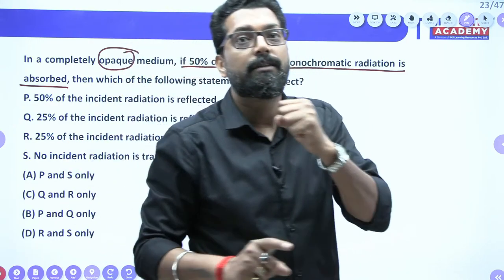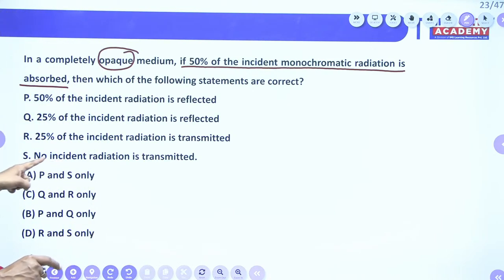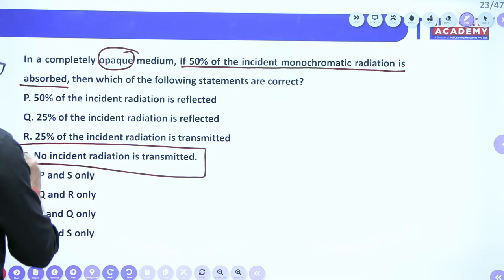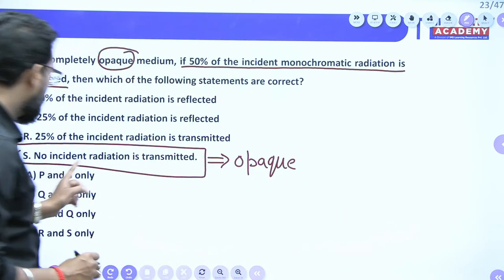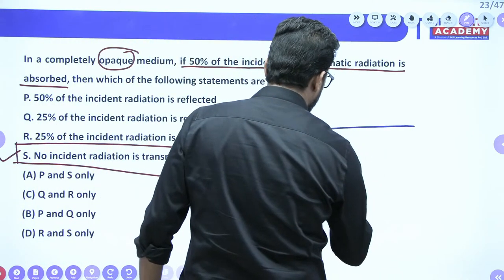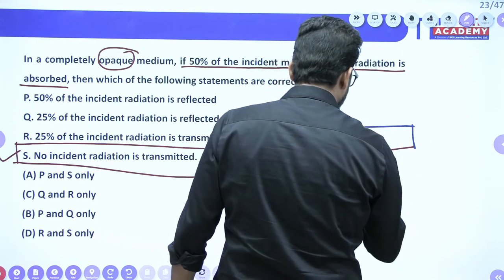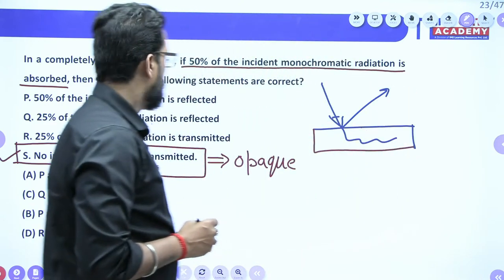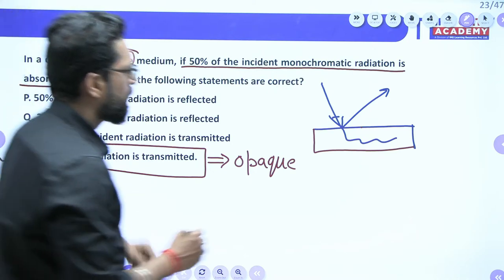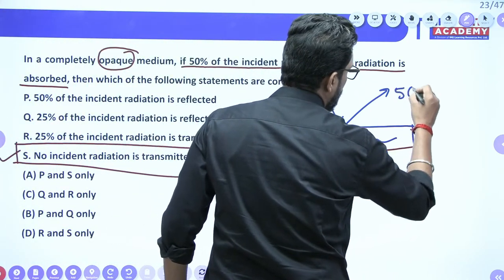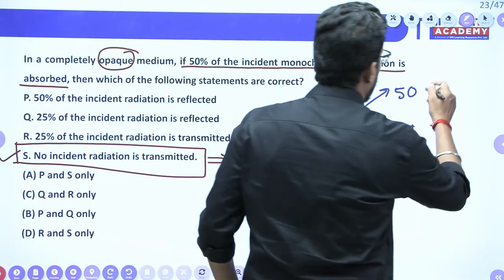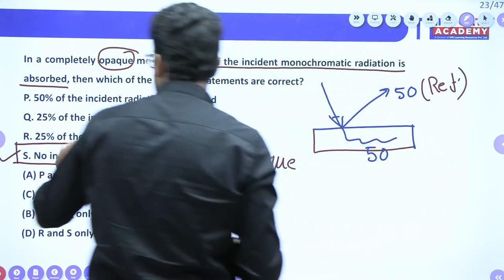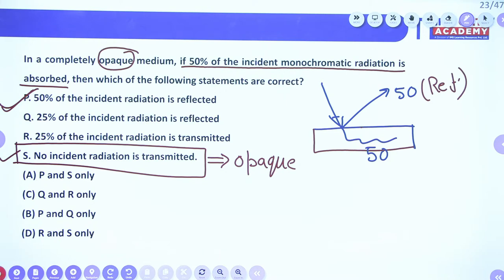It never transmits. An opaque medium never transmits, so no incident radiation is transmitted. This is the characteristic of an opaque surface. If this is your surface, radiation is incoming, some is absorbed and the other is reflected. It is said that 50% of the incident radiation will be absorbed, so 50% of the incident radiation will be reflected. This is the reflection. So option P is also correct, and S and P are correct.